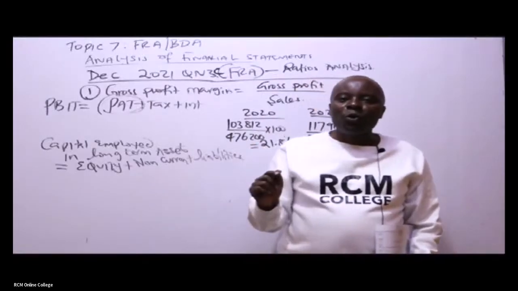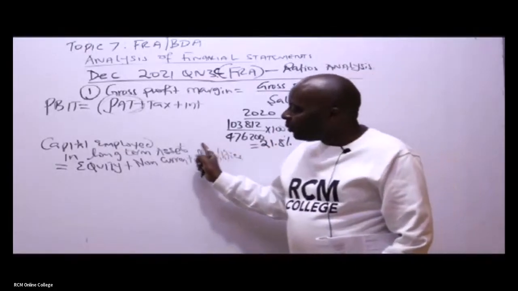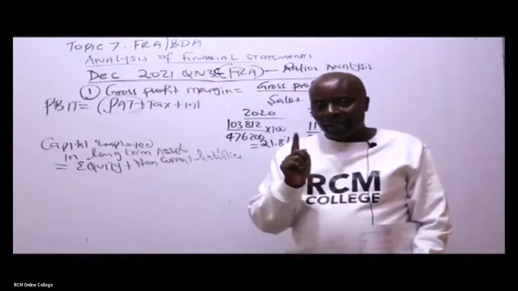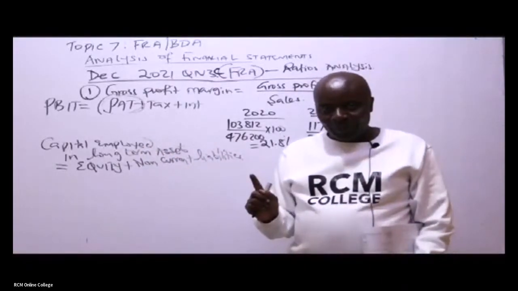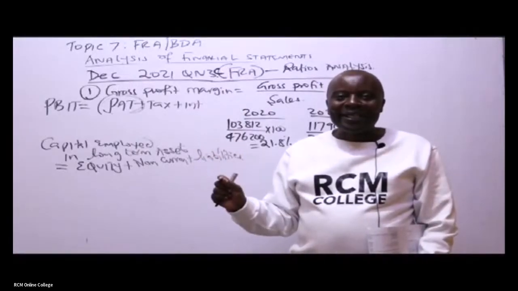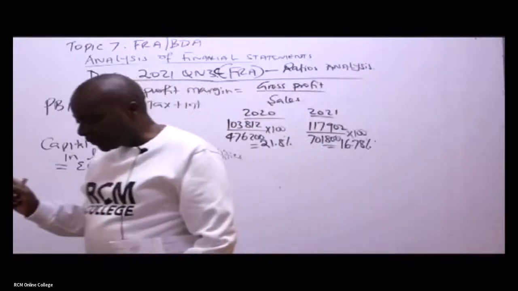So if I were you, and I happen to be a member of UDA, I'll write this somewhere and ensure that I highlight this using a yellow colored highlighter. If you're coming from the other side, use whichever color, but most importantly you must highlight this. It's very, very important. That's capital employed in long-term assets.